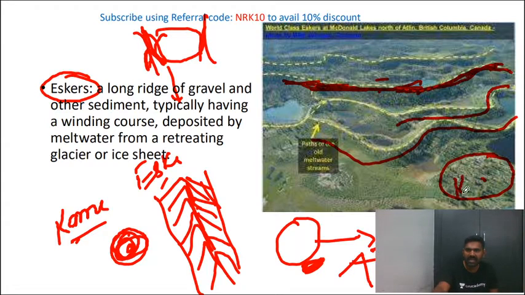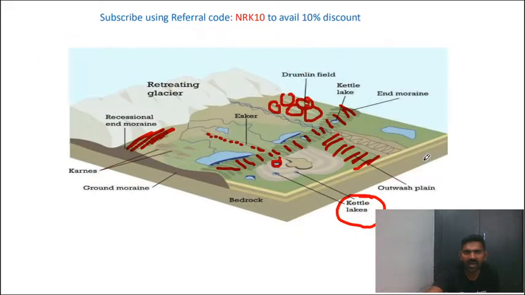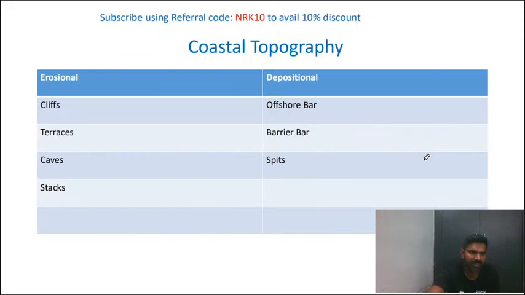What is it called? Kames. So they'll ask you the difference between a kame and an esker. Both are glacier deposits, but a kame is like one small hill and eskers are like a long ridge. So there's a difference between both of them. Okay. Drumlins: a low oval mound or small hill, typically one of a group, consisting of a compacted clay mound. So an oval-shaped hill is called a drumlin. Very simple. Okay. So these are the glacial landforms.